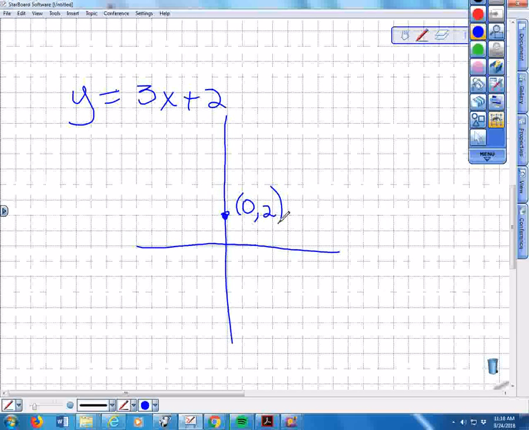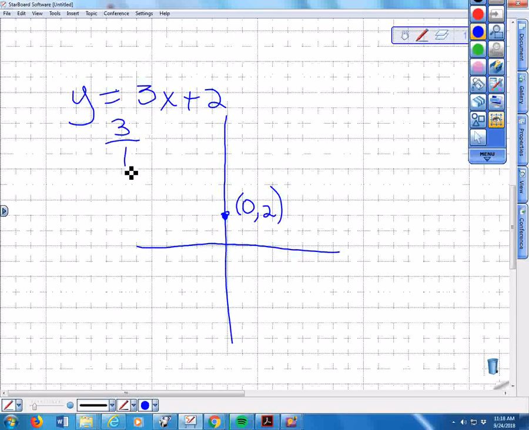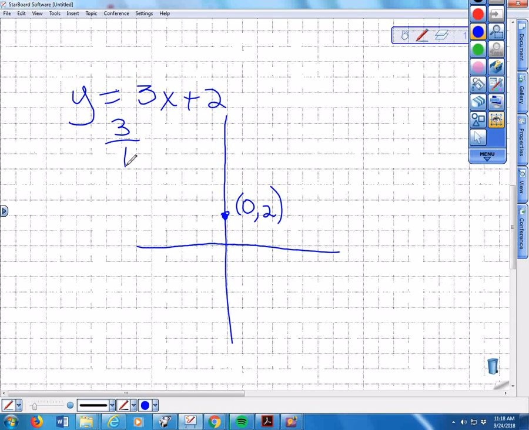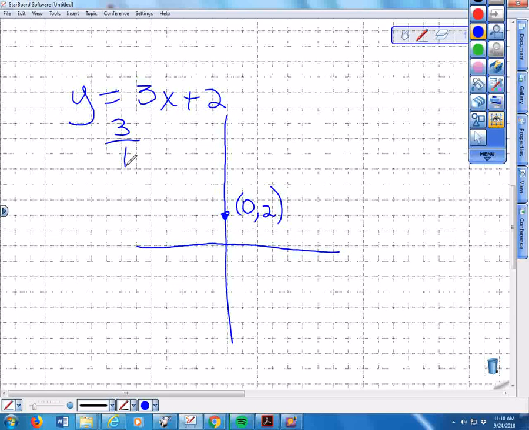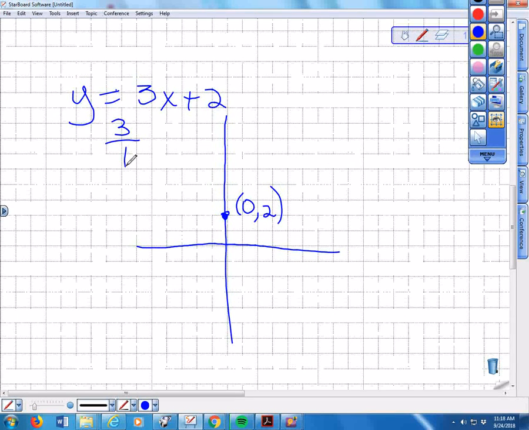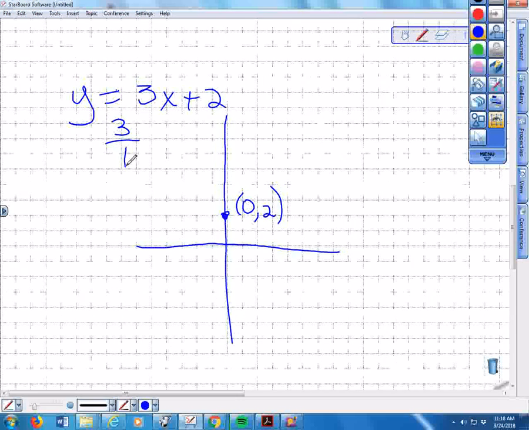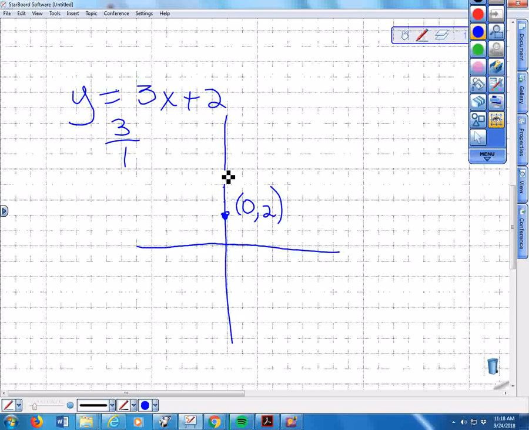And remember, the slope can be written as a fraction, and should be when you're trying to figure out slope. Sometimes early on, maybe in Algebra 1, you see 3, and you think it just goes up 3 and stops. You've got to remember it goes right 1. Okay, so from this point, I'm going to go up 3 and right 1.